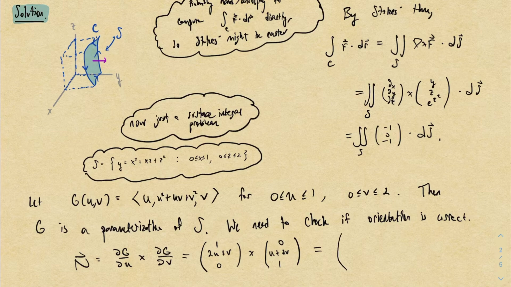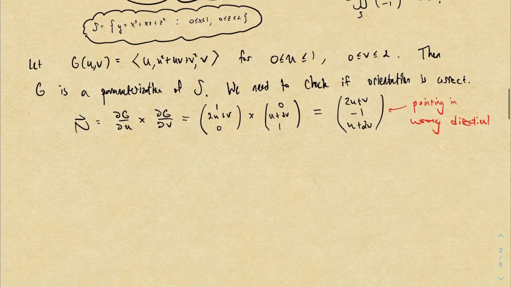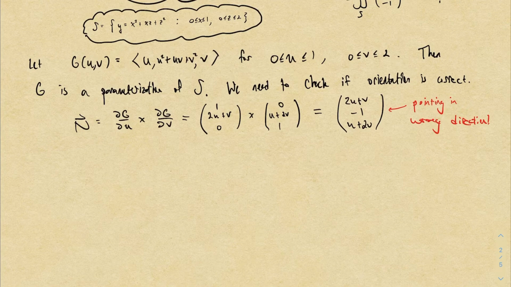And if you compute the cross product, you get this vector. The question is, is this pointing in the correct direction? Well, we're told that the orientation of the surface is such that the normal vector is pointing in the positive y direction. And if I look at the normal vector I wrote down, the y component of this vector is -1. That means that this is pointing in the wrong direction. It's pointing in the negative y direction. So this is not oriented correctly.